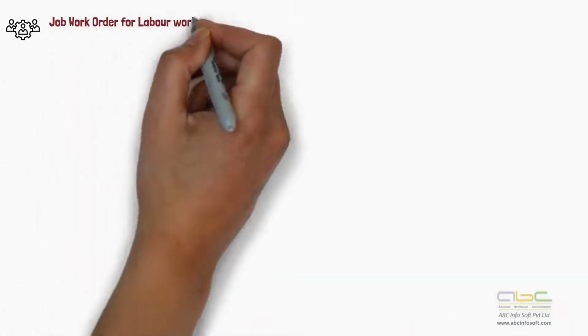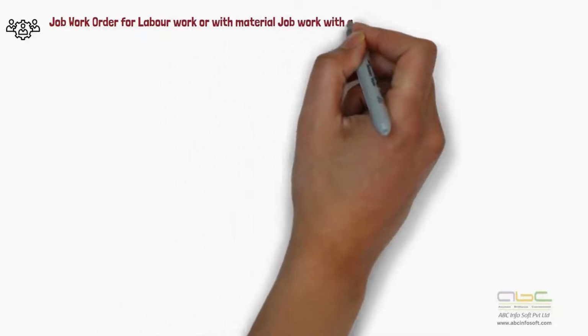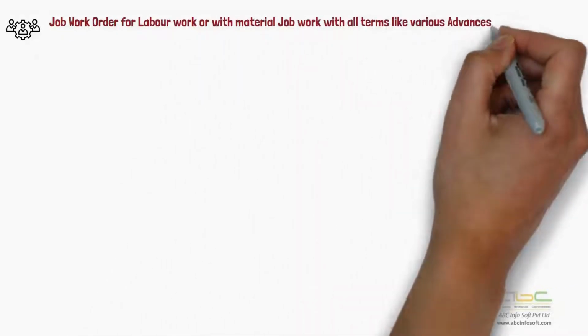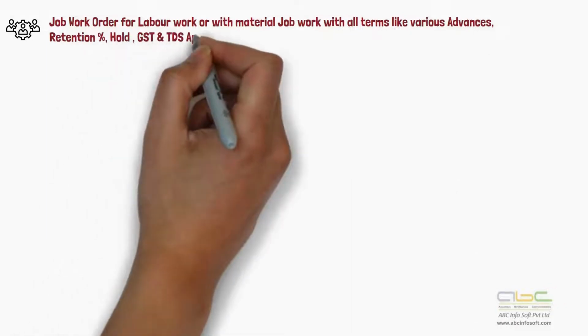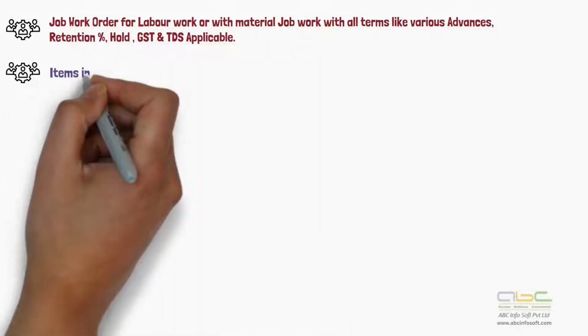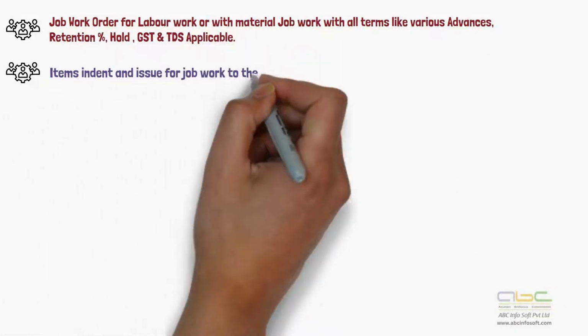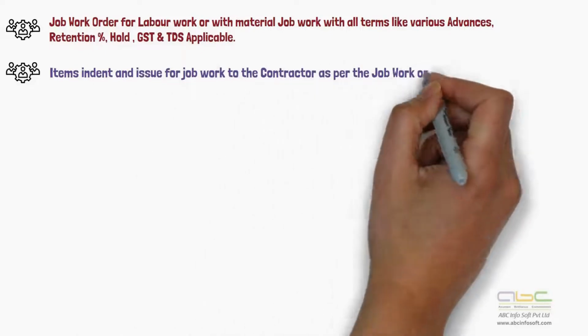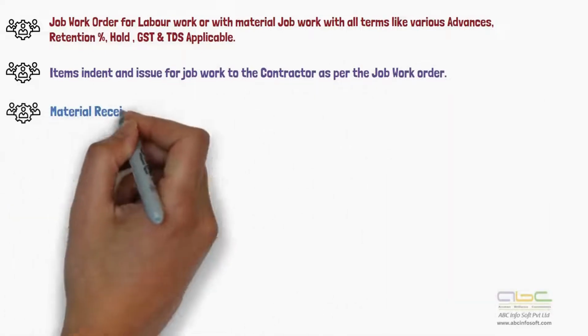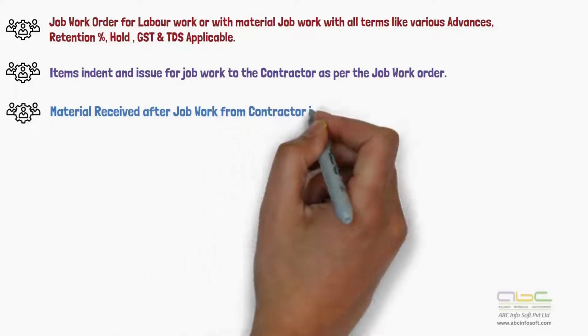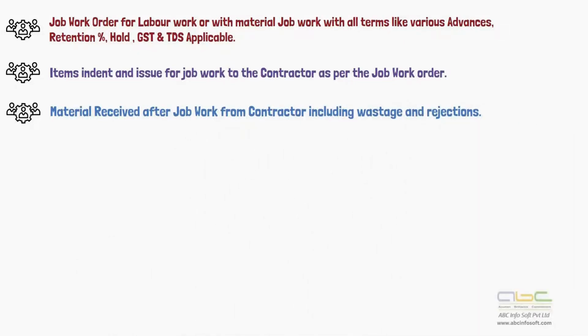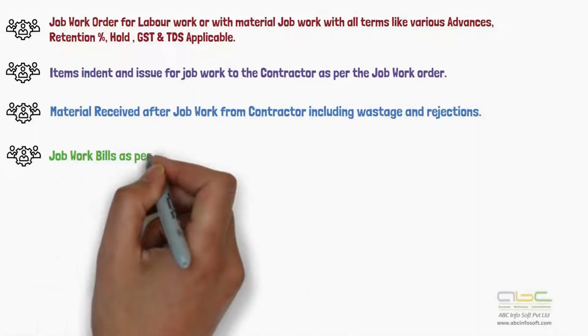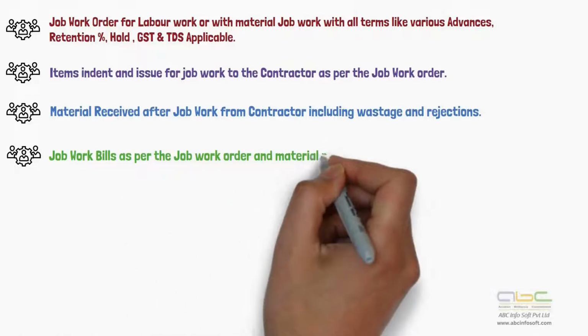Job work key features. Job work order for labor work or with material job work with all terms like various advances, retention percent, hold, GST and TDS applicable. Items indent and issue for job work to the contractor as per the job work order. Material received after job work from contractor including wastage and rejections. Job work bills as per the job work order and material received status.